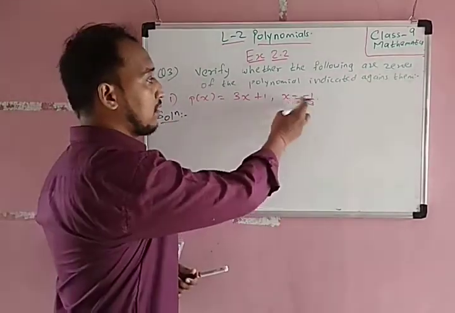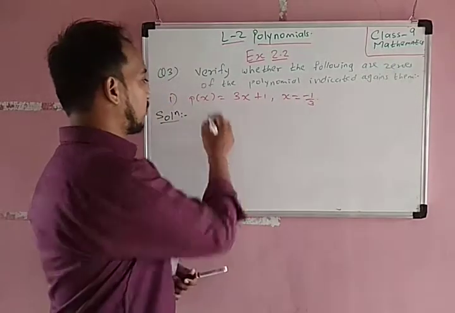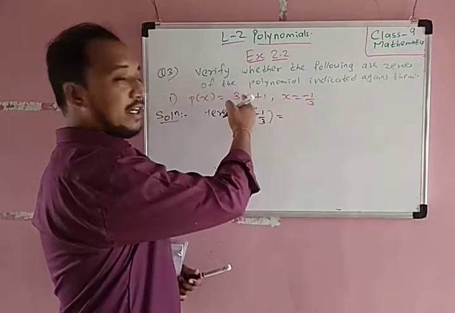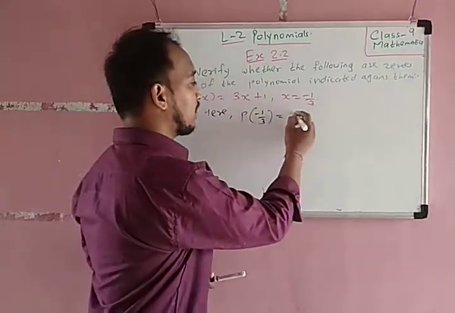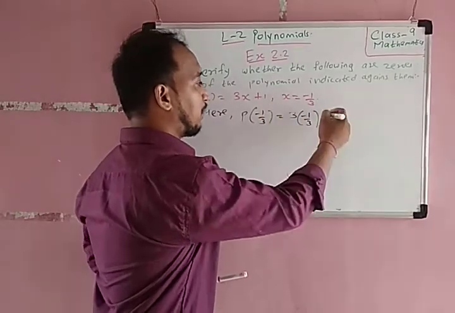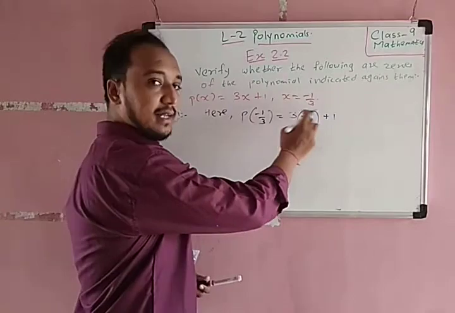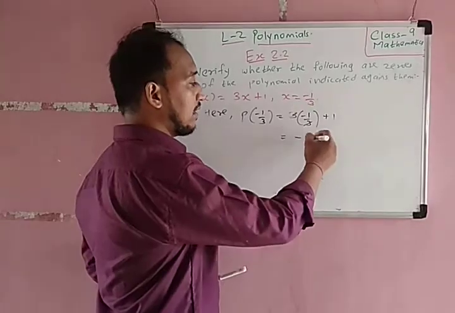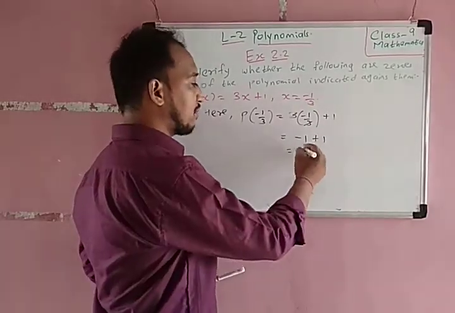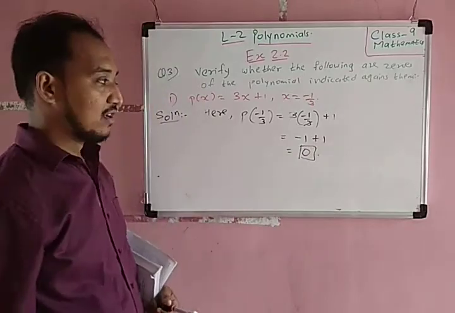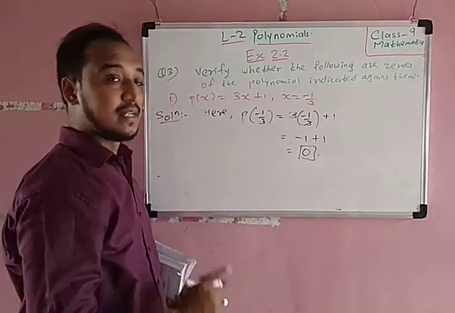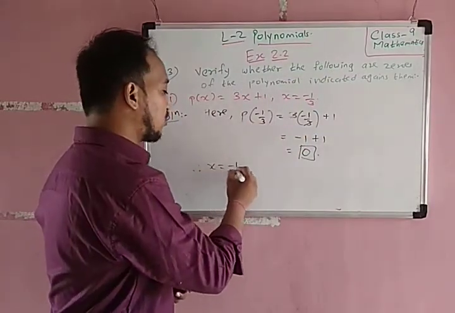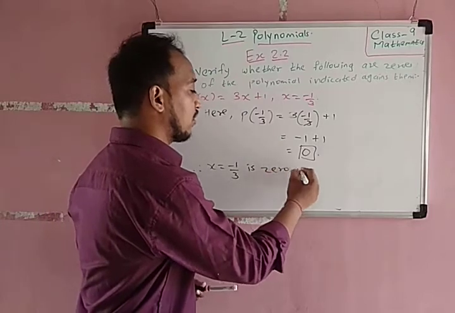First we will put minus 1 by 3 in place of x. So here p of minus 1 by 3 is equal to 3 into minus 1 by 3 plus 1. This is the multiplication, so can we cut this 3 and 3? What remains? Minus 1 plus 1, which is nothing but 0. So we got the value as 0. It means that the point is 0 of the polynomial. Therefore x equals minus 1 by 3 is 0 of the polynomial.